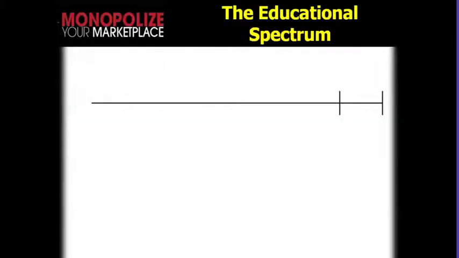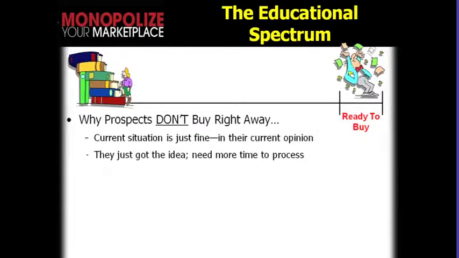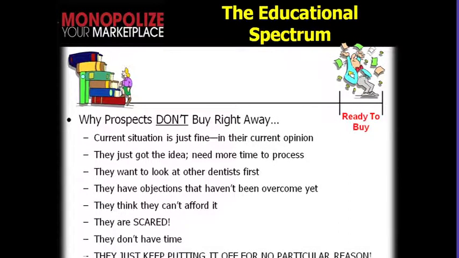How many marketing pieces should you send? Well, let's understand something called the educational spectrum here. I'm going to put this on your screen so you can take a look. We've got to understand why prospects do not buy right away. If your mailer lands in somebody's mailbox, what are the reasons they wouldn't buy right away? Well, it's pretty simple. They feel like their current situation is fine in their opinion. It might not be fine, but they think it is. They just got the idea. They want to look at other dentists first. Maybe they've got some objections. They think they can't afford it. They're scared. They don't have time. The biggest one is they just keep putting it off for no particular reason. And here's what happens. We send out our mailers.